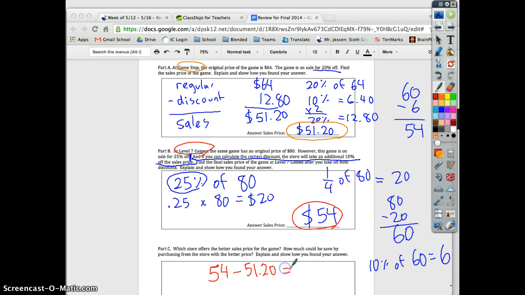What does that give you? Hold on. What does that give you? 2.8. What's that in money? $2.80. Okay, I think you just had a borrowing thing. $2.80. All right. A lot of calculations here, but it's really important that you understand regular minus discount equals sales. Okay. All right. Turn the page. Good work, Giselle. Good help, Penelope.